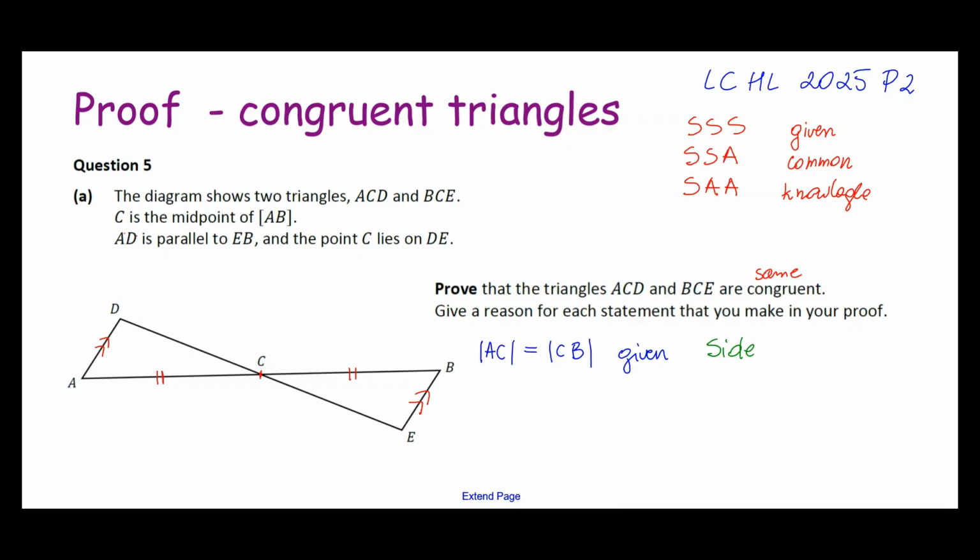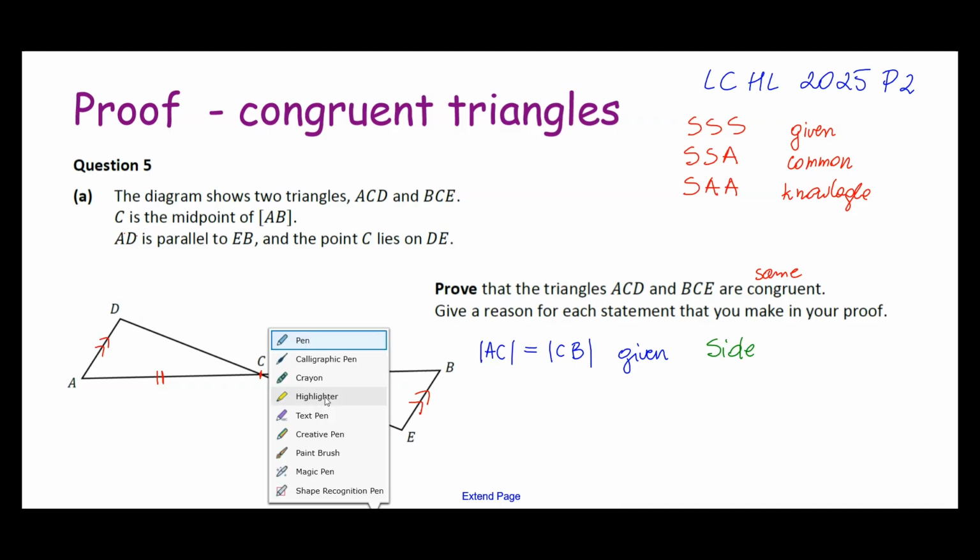Then the common: none of the sides or none of the angles are common, meaning the same one belonging to the two. So then we are looking at our knowledge. What do we know about angles in different shapes?